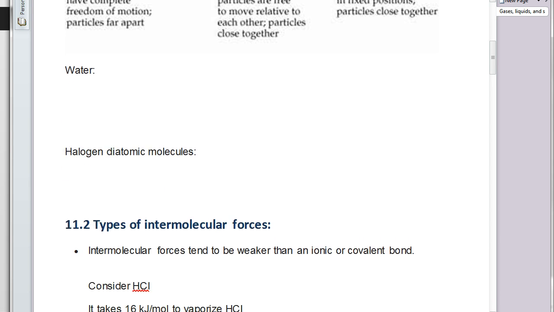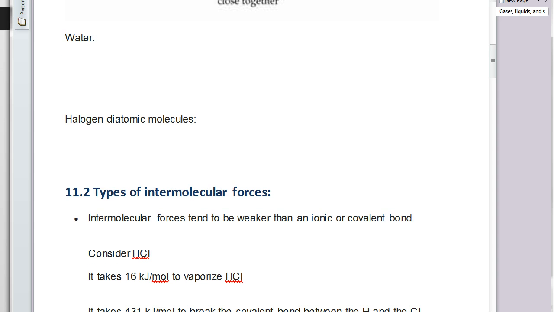Now, just to give you an example of what we're talking about here, we can talk about our halogen diatomic molecules. If you remember, our halogens are our group 7A's. Those diatomic molecules are fluorine, chlorine, bromine, and iodine. The states of matter at standard state, which would be 25 degrees Celsius and 1 atmosphere, are interesting because these guys are all in the same group.